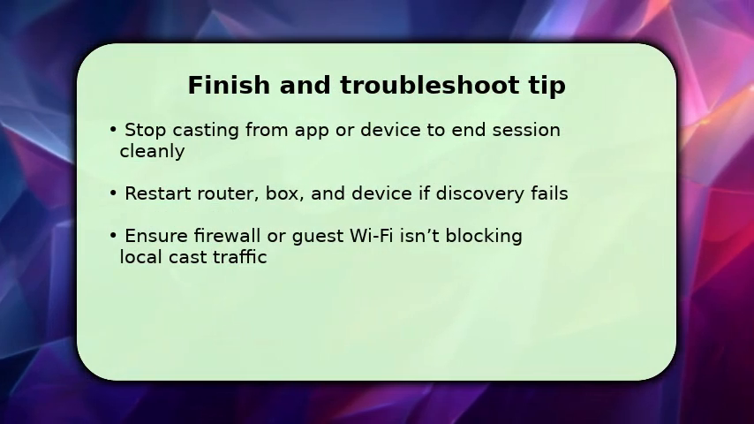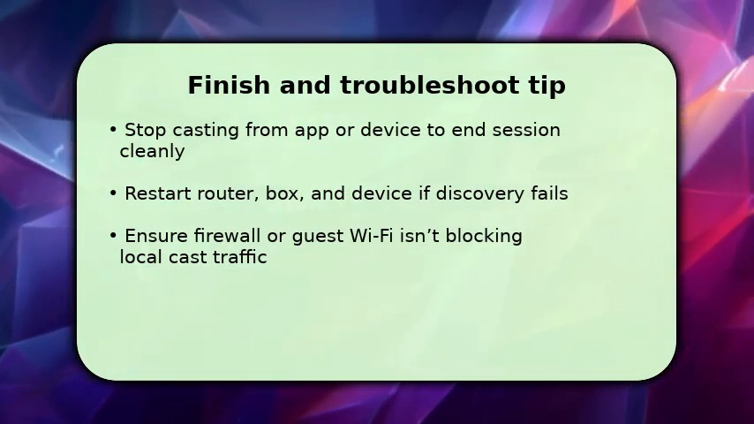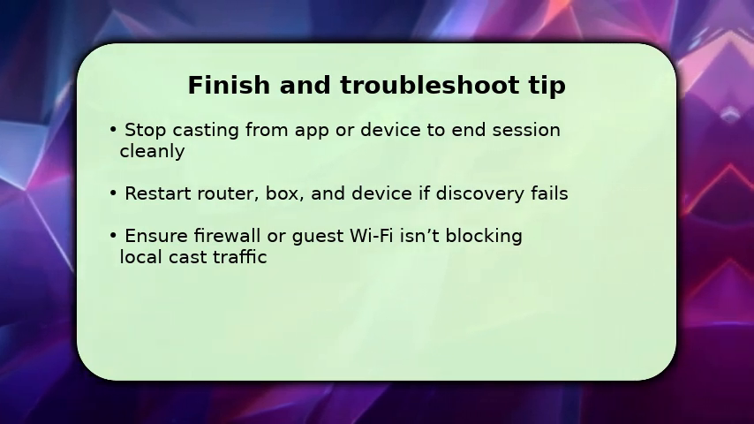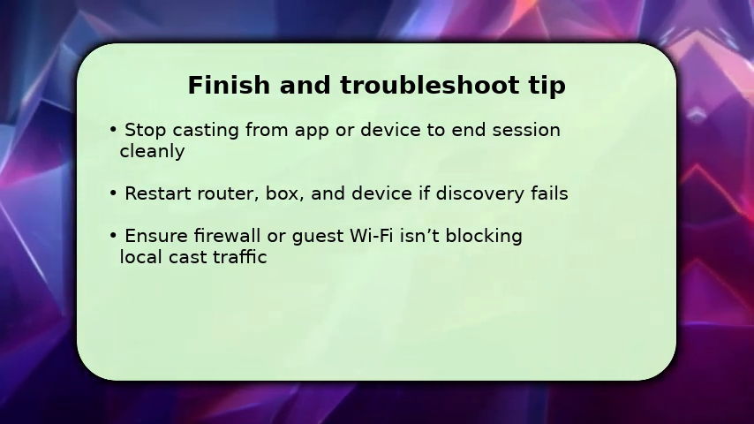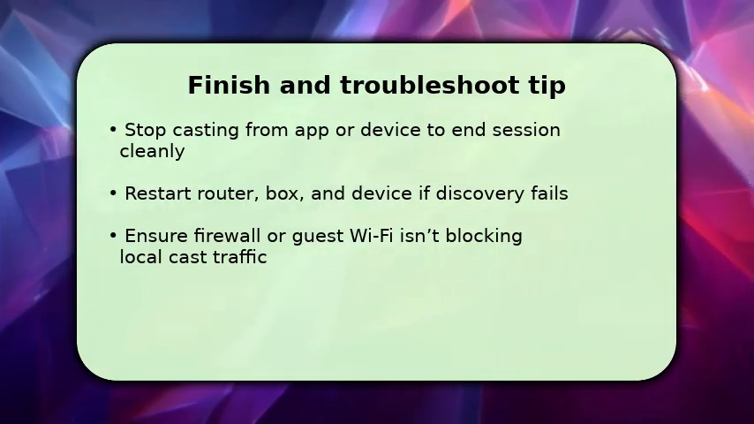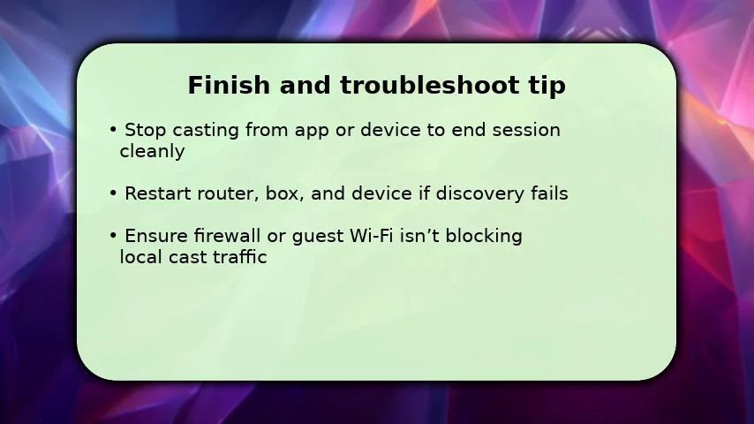To finish, stop casting within the app or use your device's disconnect control so the box returns to the home screen. If the box doesn't appear during discovery, restart the set-top box, your phone, and the router in that order. This often resolves IP lease or discovery issues.